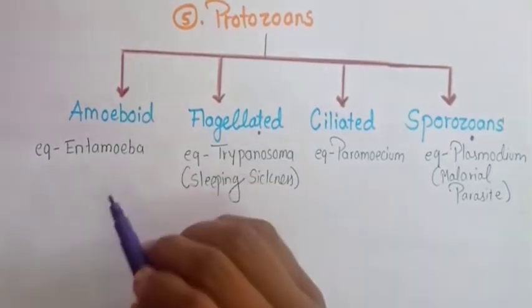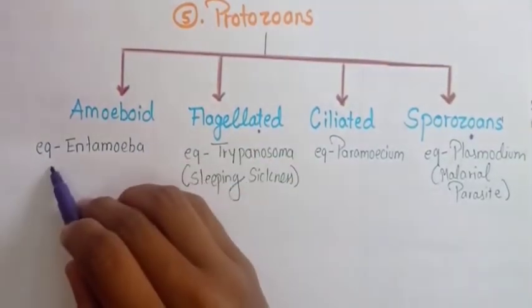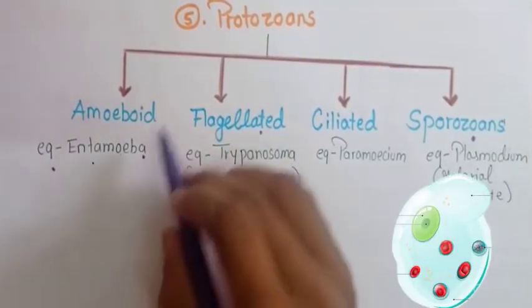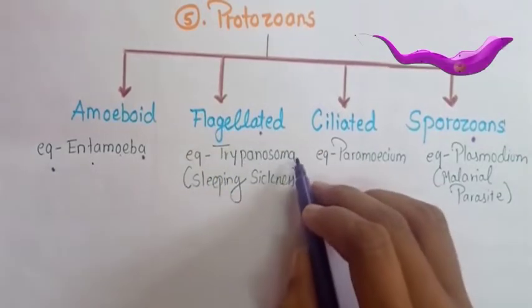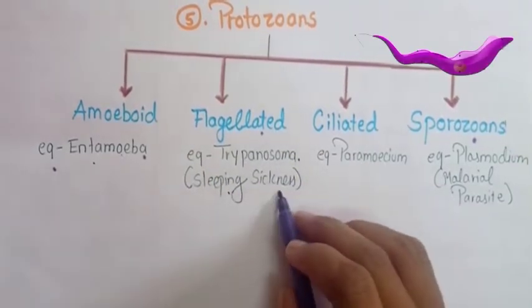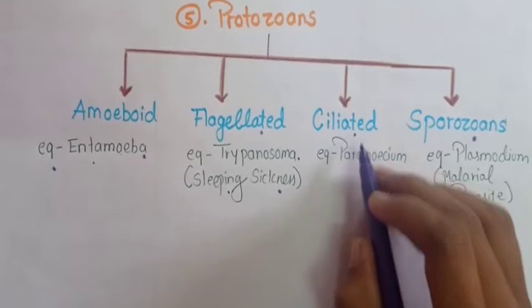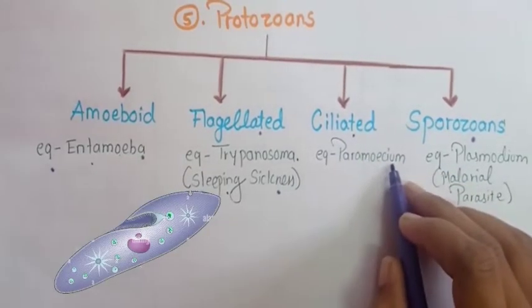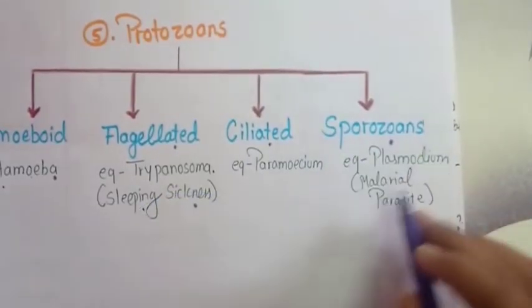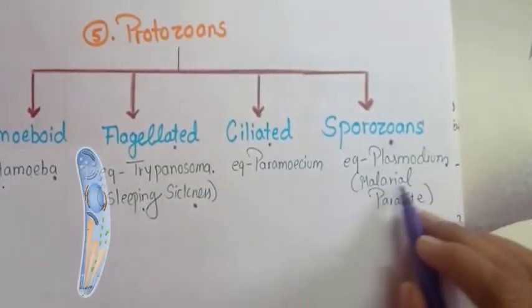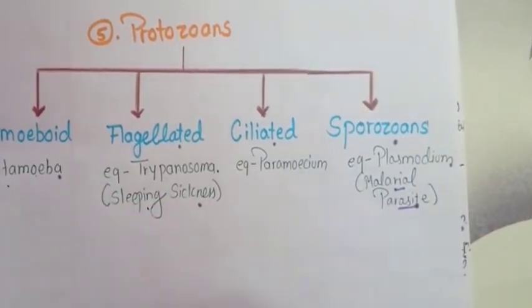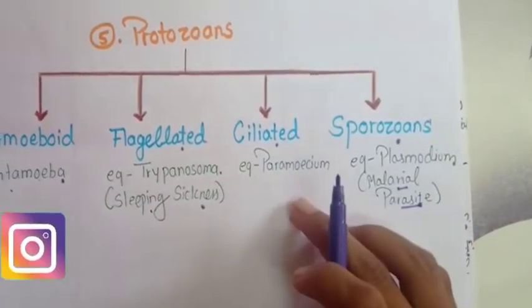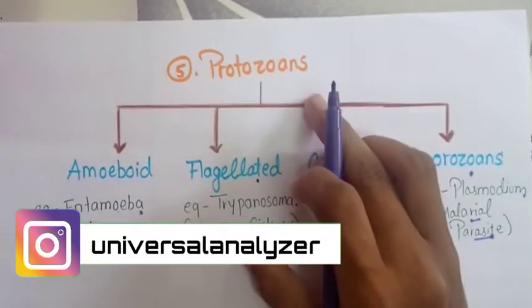Amoeboid protozoans have an amoeba-like appearance. An example is Entamoeba. Flagellated protozoans include Trypanosoma, which causes sleeping sickness. An example of ciliated is Paramecium, and an example of sporozoans is Plasmodium, which is the malarial parasite. These are the examples that we must remember in the class protozoan.